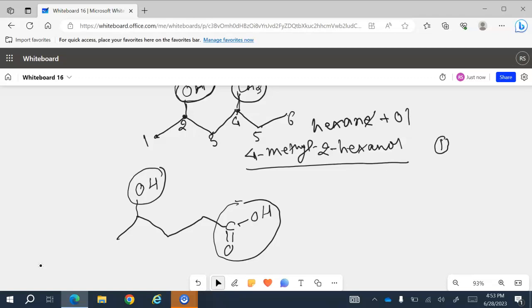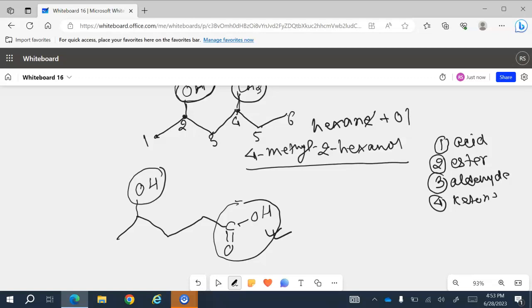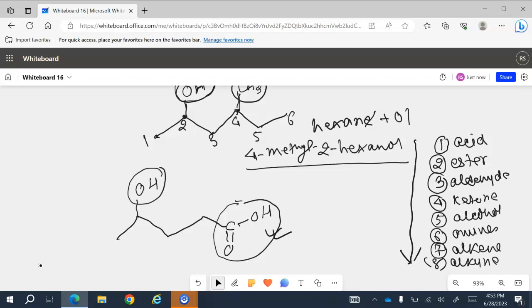If there is a carboxylic acid functional group, we always give the highest priority to that, so acid gets the highest priority, and second priority is for the ester group, and third priority is for the aldehyde, and then next we go for the ketone, and only then, number 5, comes the alcohol, and then we have the amines, and of course after that there will be the alkene, and so on and so forth. Number 8 is alkyne. This is the priority, so it decreases in this order.